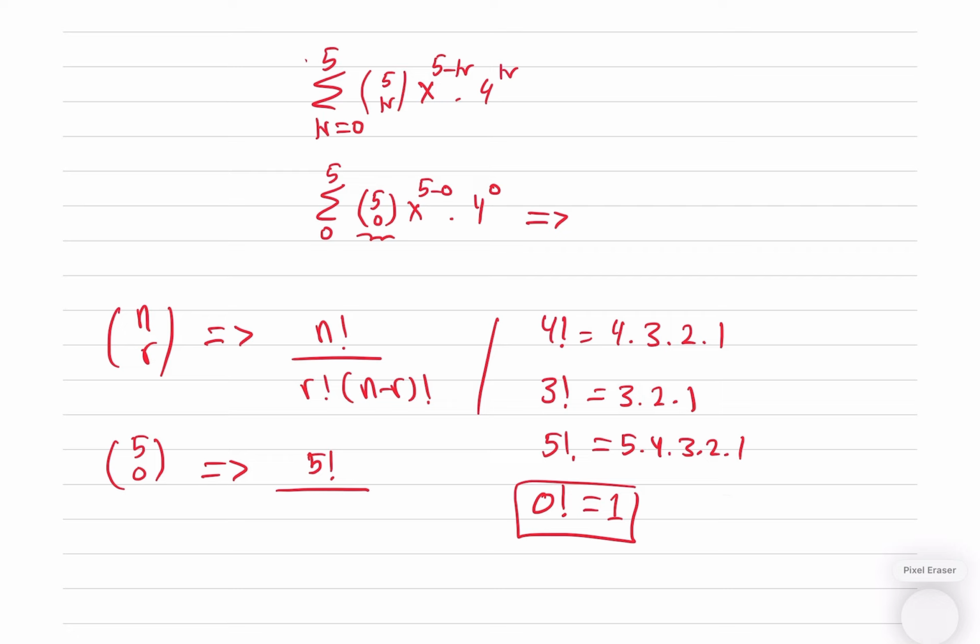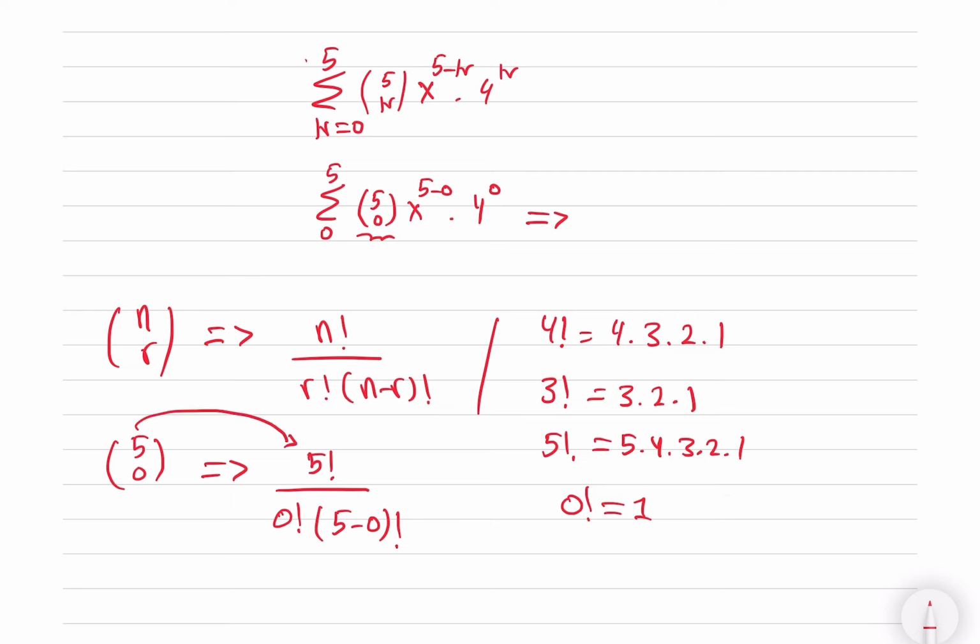Now you may say, oh, well, it's just 0, right? No. 0 factorial equals 1. Moving on, I can prove this later on if you want. We have 5 factorial divided by 0 factorial, and we have 5 minus 0 factorial, right? Like n is just 5, r is 0. I'm just plugging them in, and 5 minus 0.